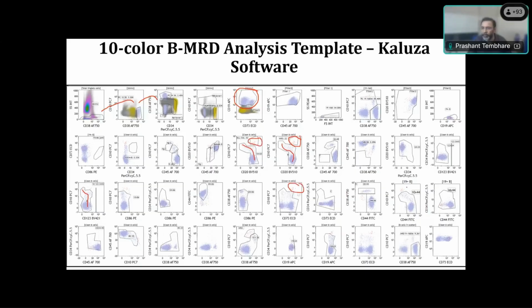In multiple plots you can see here, right here the CD20 is brighter than normal. Here the CD20 is brighter. Here the CD38 is weaker. You can see. So this is how we identify if there is abnormal residual disease which is there.